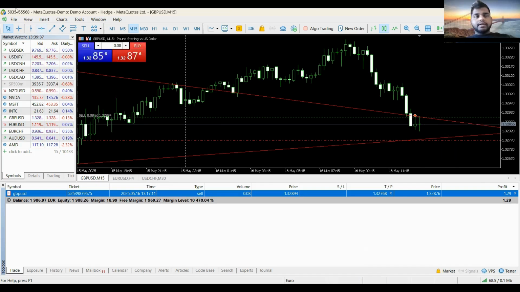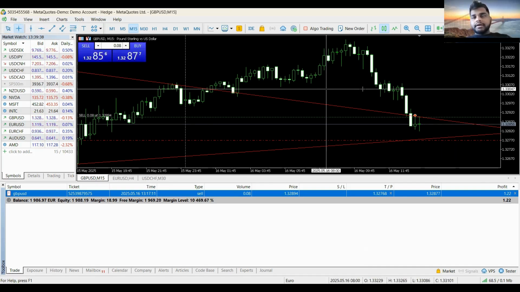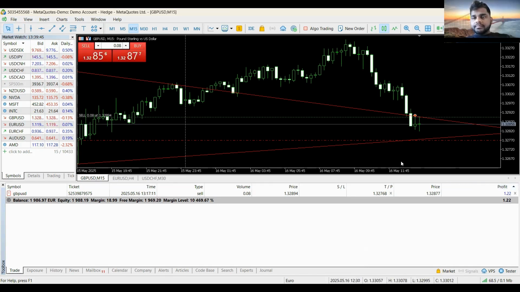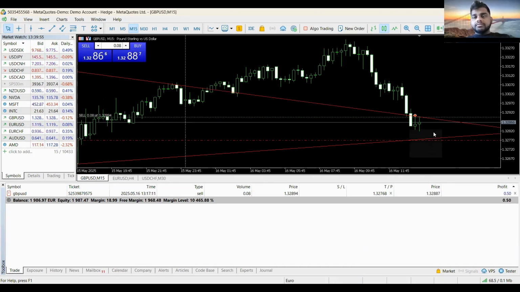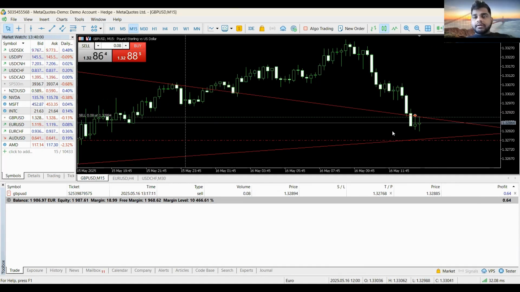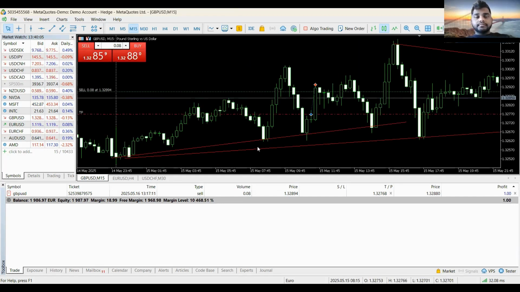So I can close this trade early. Right now the trade is at around 5 pips of profit. I think maybe I'll wait for it to hit the take profit. Otherwise, I can just close it off. Also, I think I'm going to close it. Actually, the next point of support which I'm looking for in this trade is over here.